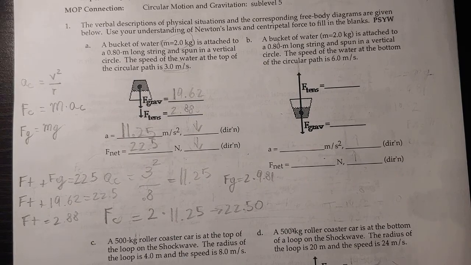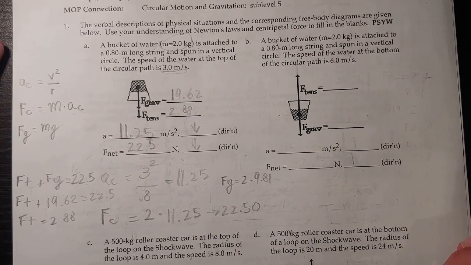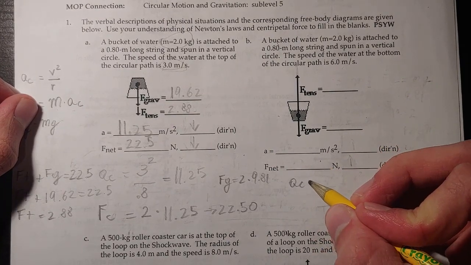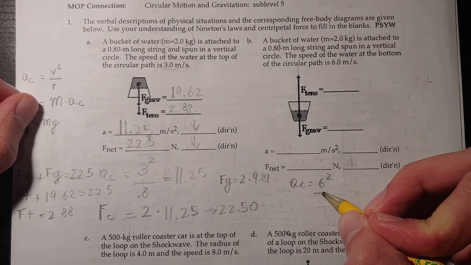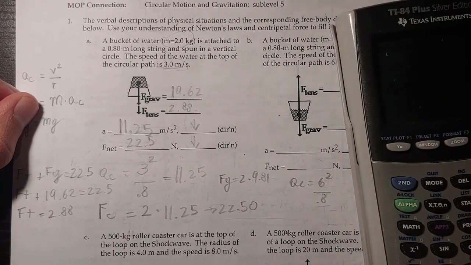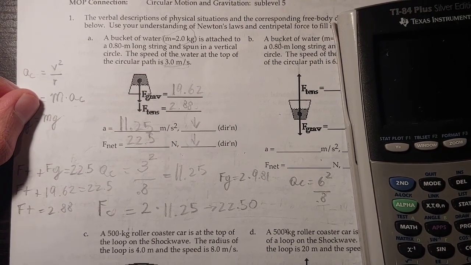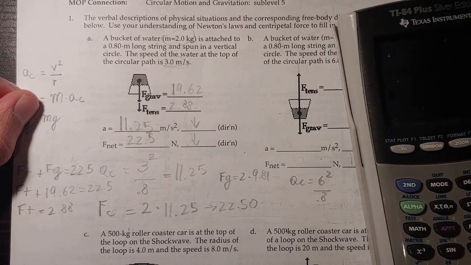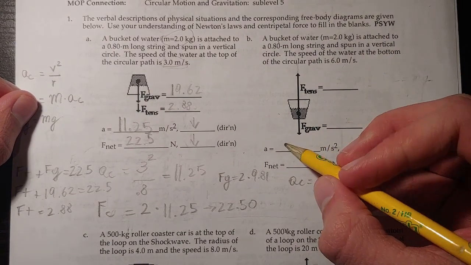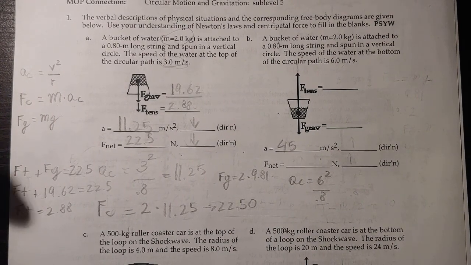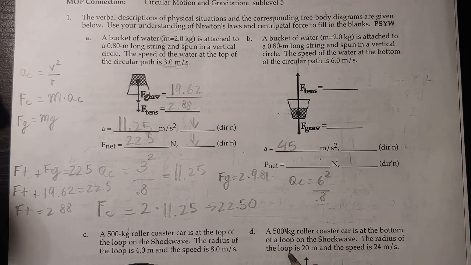So let's start by finding the centripetal acceleration. We have our formula here: a_c equals the speed squared over 0.8, which is the radius. That is 6 squared, which is 36, divided by 0.8, and that is 45. So our centripetal acceleration here is 45. Since we already know that the net force equals the centripetal force, we can just find the centripetal force, and that will give us the net force.